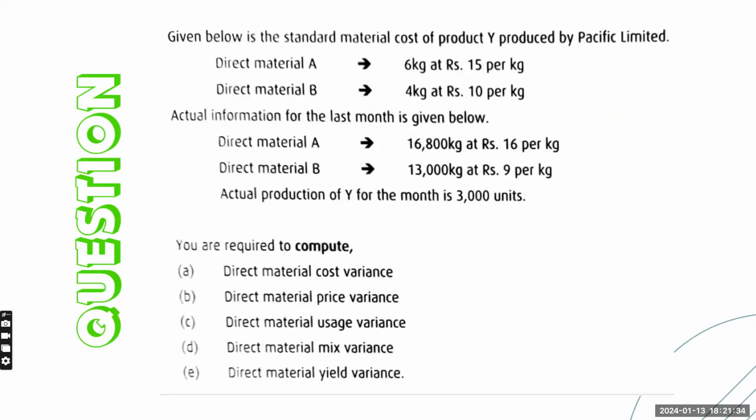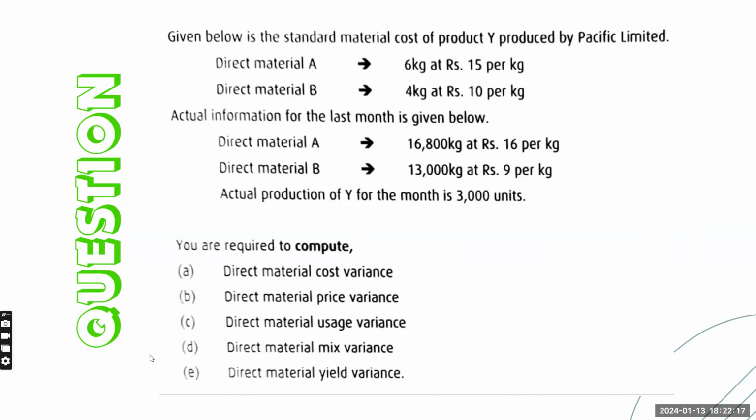Right. Now we'll do this question. So this question is extracted from your study text itself. You can see, given below is the standard material cost for product Y produced by a specific limited company. They have given you direct material A and B. They use two materials, and they say 6 kilograms at a price of 15 per kilogram. So to produce 1 unit of Y product, you need 6 kilograms of A and 4 kilograms of B. Okay. And the information for the last month is given below.